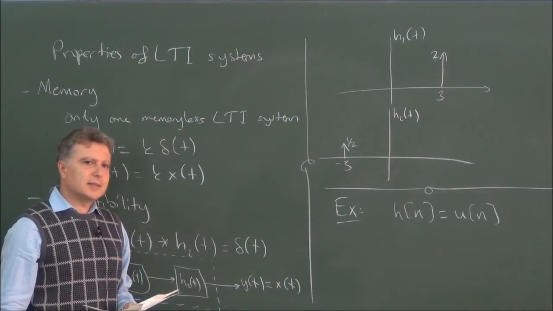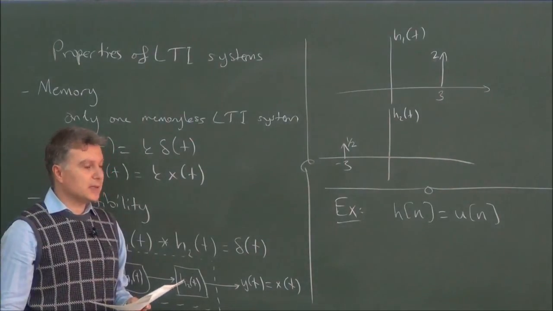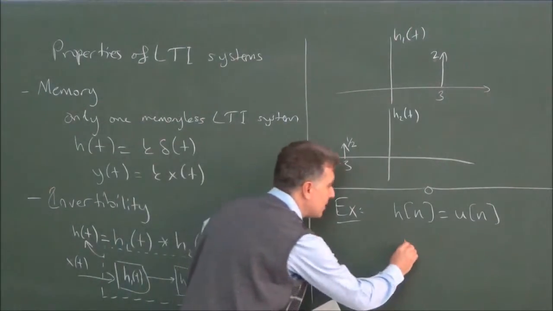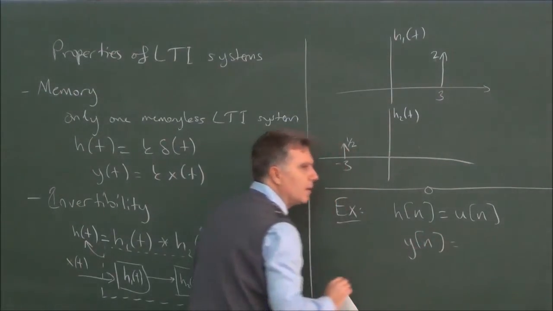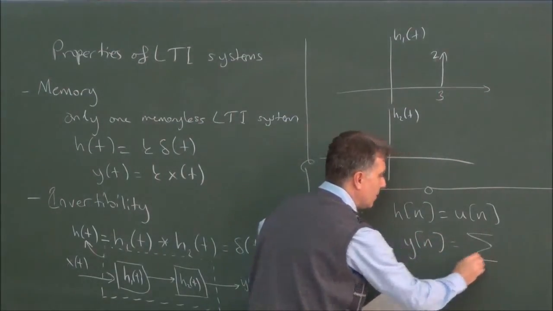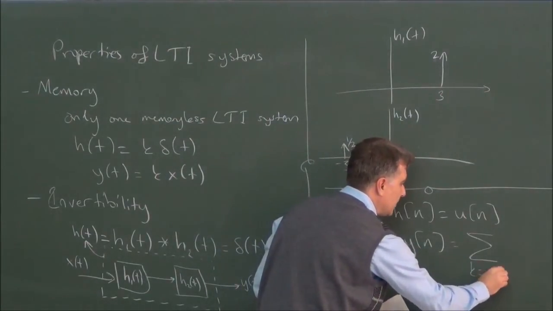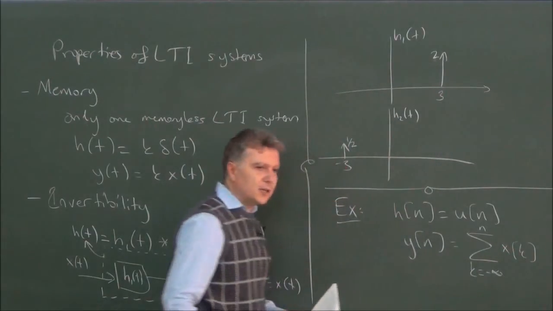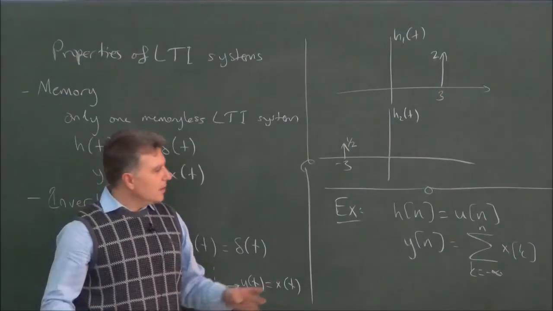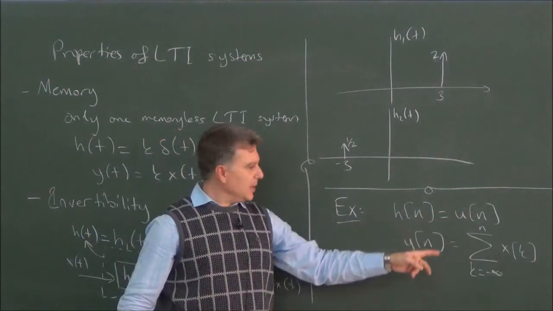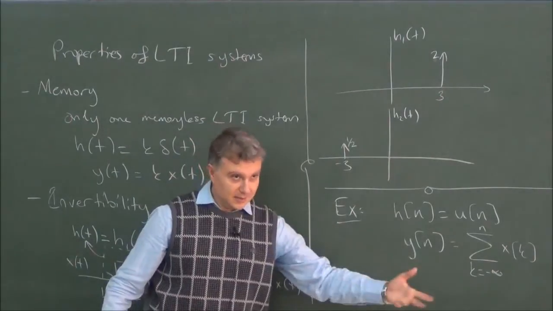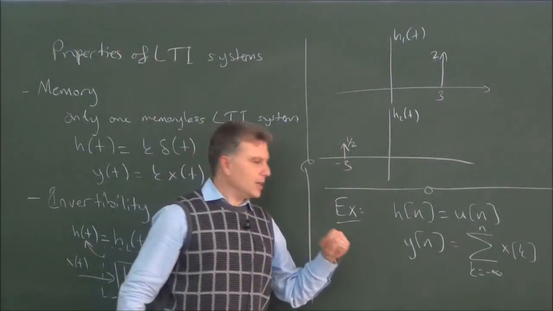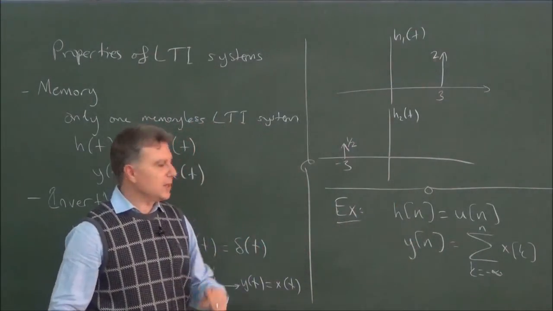Do you remember what this system is doing if its impulse response is u of n? Do you remember the input-output relation? What was y? It was equal to the sum over k from minus infinity to n of x of k, the accumulator. So if the impulse response is a unit step, then it corresponds to an accumulator, the integrator in other words, in continuous time. And what is the opposite of an integrator? Differentiator. This time it's discrete time, so a difference operator is necessary.